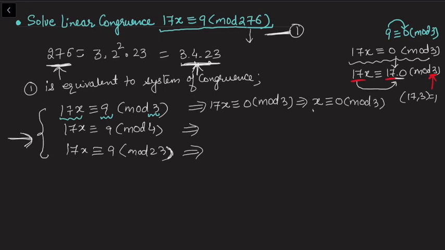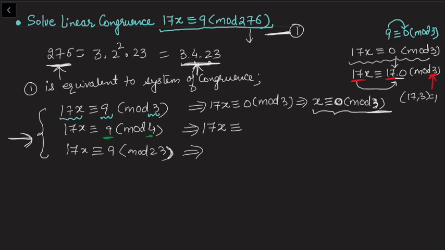Now this is the reduced form, and you can see from here that all those x which leave the remainder 0, or all those x which are divisible by 3, multiples of 3, are the solution of this particular congruence. Now in a similar way, I am going to reduce the second congruence. In the second congruence also, you have 17x is congruent to, now here we got 9. 9 is congruent to 1 modulo 4.